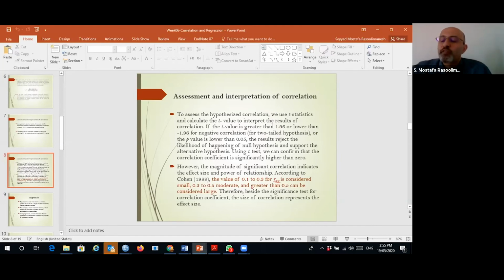But actually, most of the time, we interpret correlation based on size and sign. So for correlation, we need to look at all these things. If we have a hypothesis, we need to look at the t-value, p-value, and confidence interval. And then we need to look at size and sign to understand the type of relationship. How strong is the relationship and what's the direction of the relationship? Is it positive or negative?